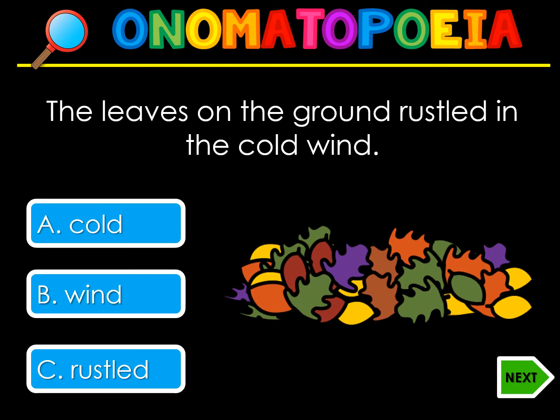The leaves on the ground rustled in the cold wind. Is it A, cold, B, wind, or C, rustled? Which one is the sound word, the onomatopoeia? Did you get C, rustled?